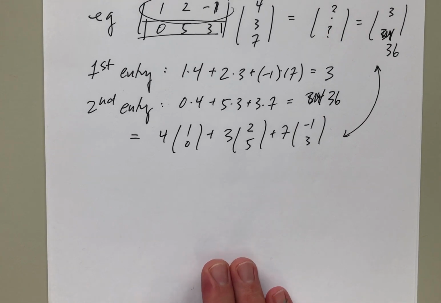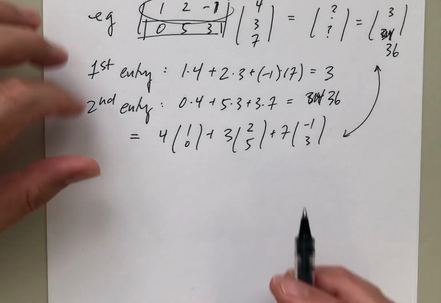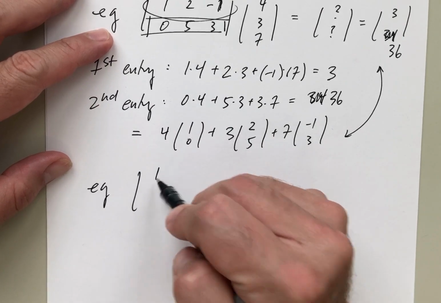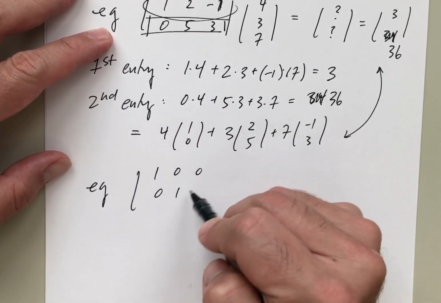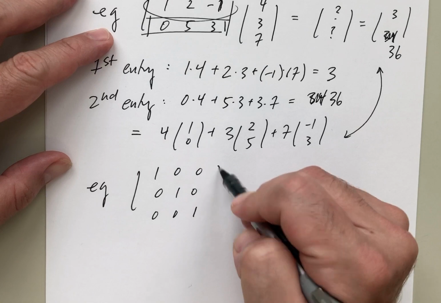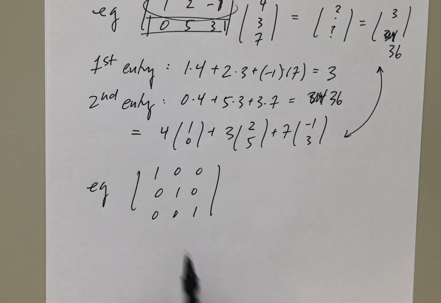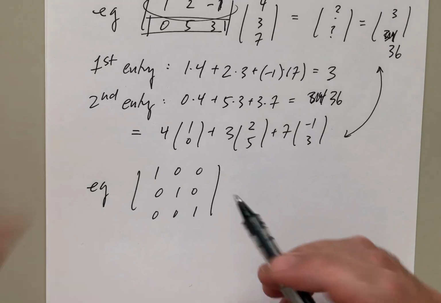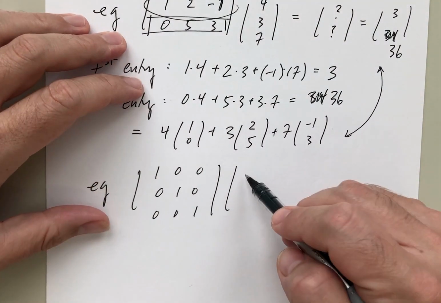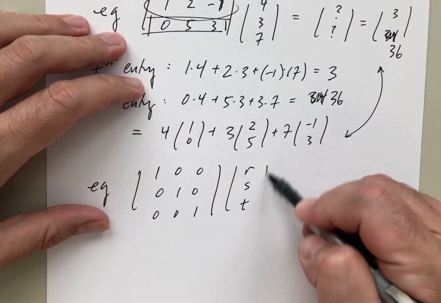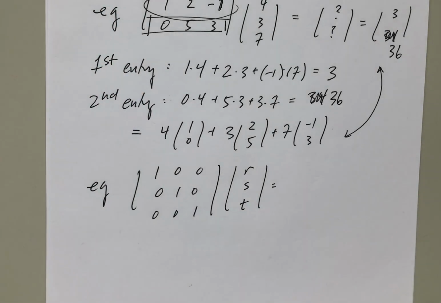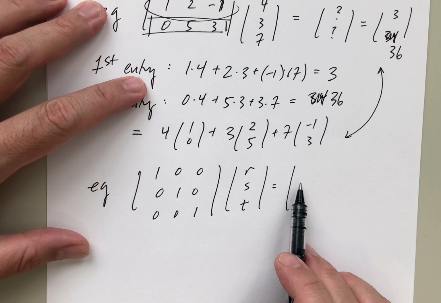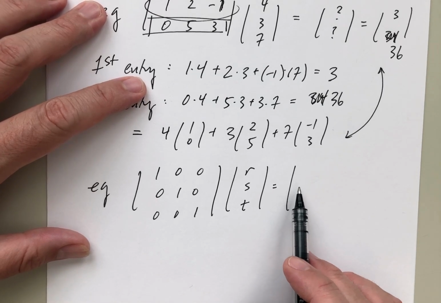Okay, one more example maybe. What if you take a matrix that looks like this? A 3 by 3 matrix that is square, right? It's a 3 by 3 and it has 1s down the diagonal and 0s everywhere else. If you multiply this by anything, let's say R, S, T, what do you get here? Well, this is going to be another 3 by 1 vector. It's going to be a vector of length 3, dimension 3.